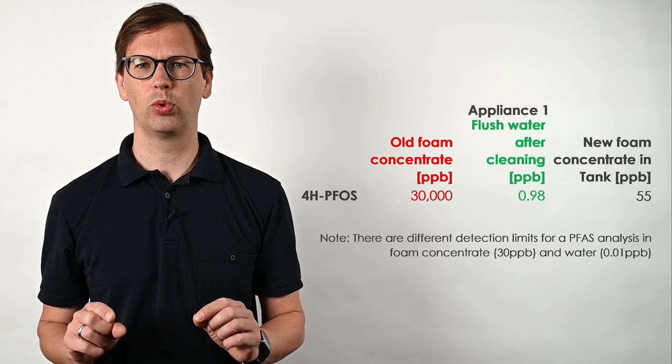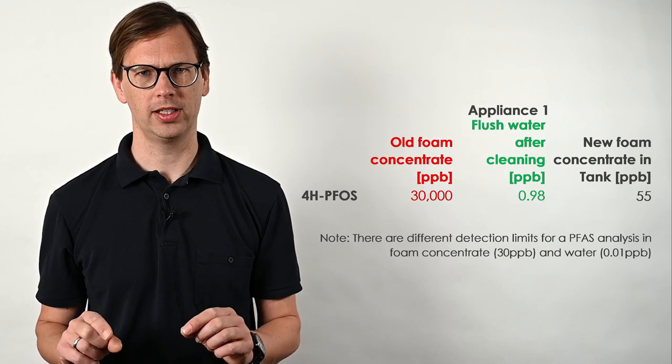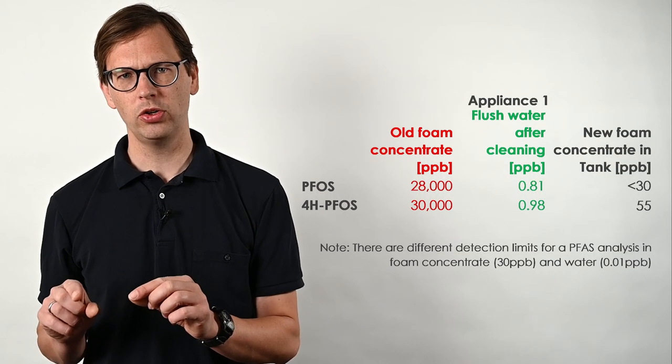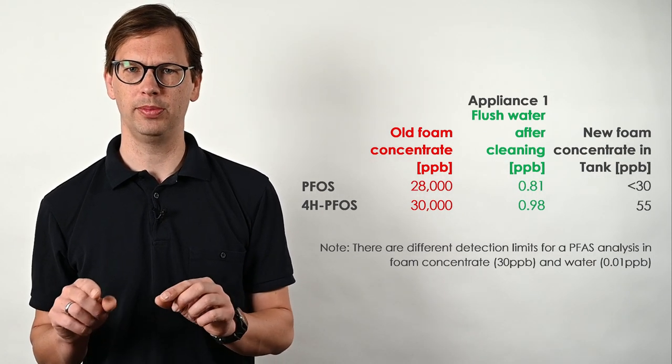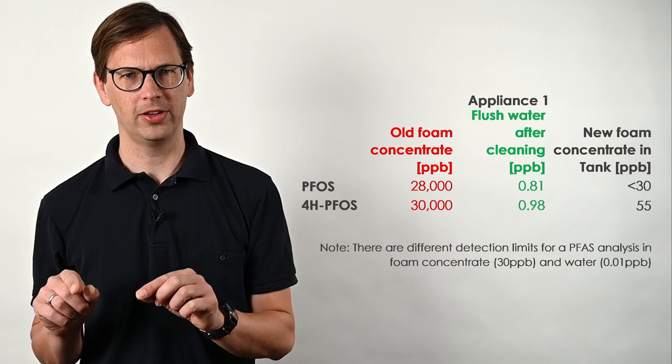There was only about 1 ppb of 4H PFOS in the last flush water sample, but that also showed about 0.8 ppb of PFOS and that value did not go up. So to be honest, I have no idea where this comes from. It can be a measuring error, it can be a contaminated sample, but yes, it can also be that some residues from somewhere in the tank contaminated the new fluorine-free foam to some extent. But still, even 55 ppb is relatively low and I still consider the cleaning procedure a success.